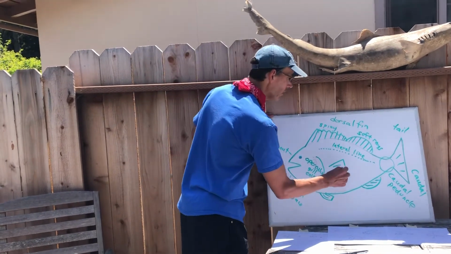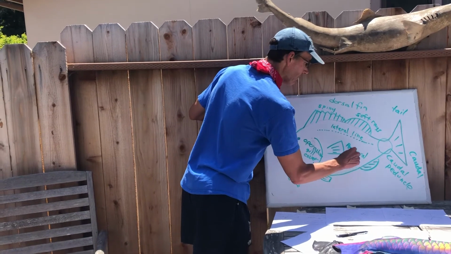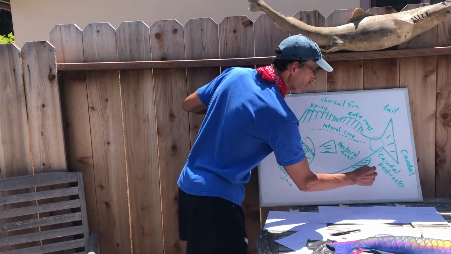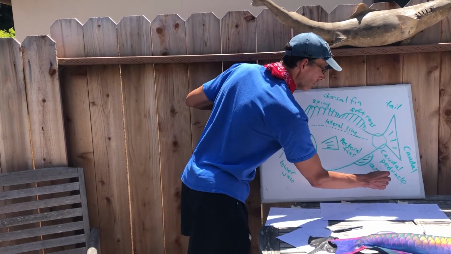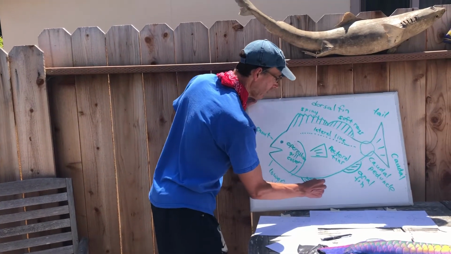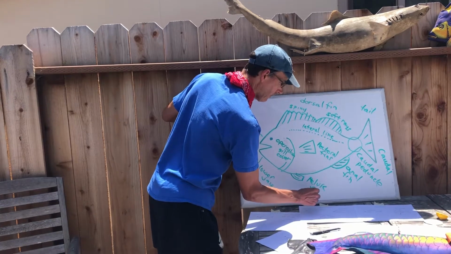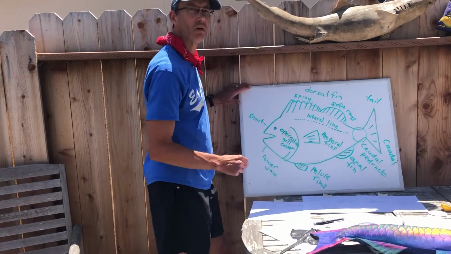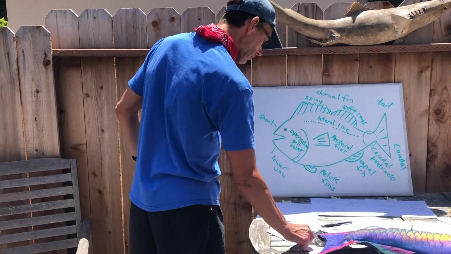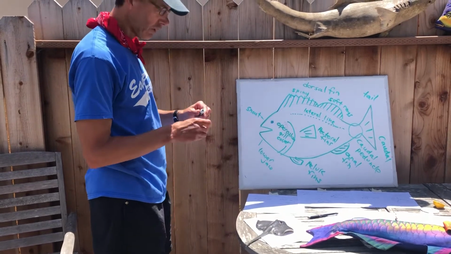Then we have the pectoral fin. Actually, there's two of them, one on each side. Then over here is the anal fin. And this is the pelvic fin. And there's two of those also, one on each side. And let me see, I think that's it for now. Those are the basic parts of a fish.